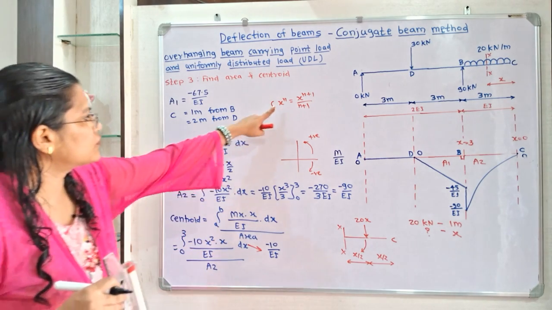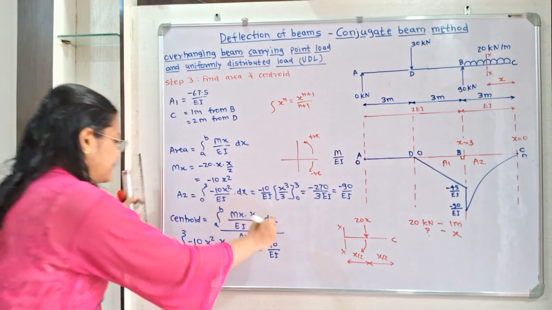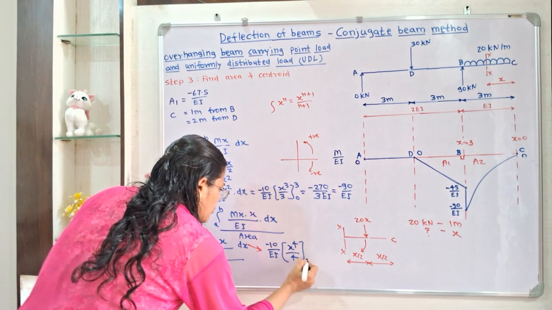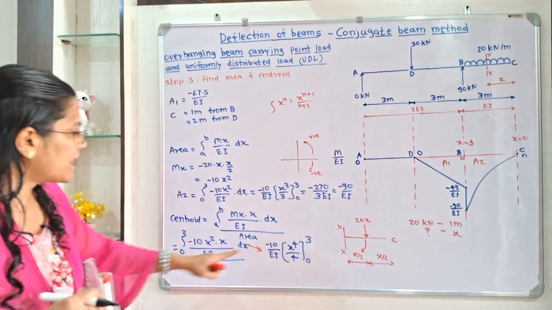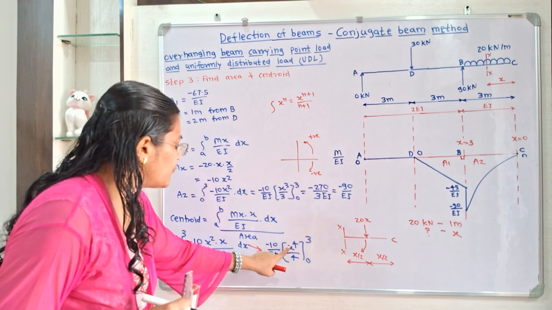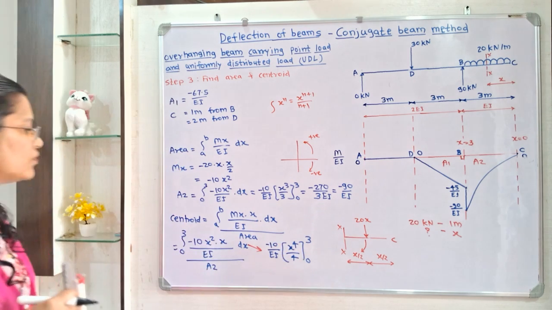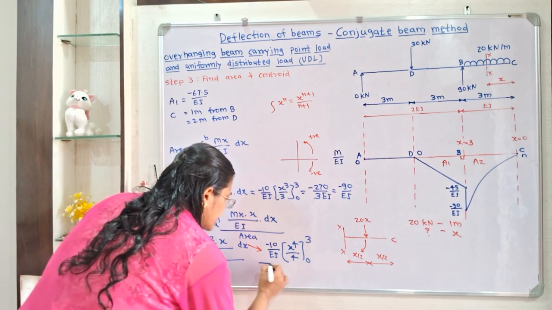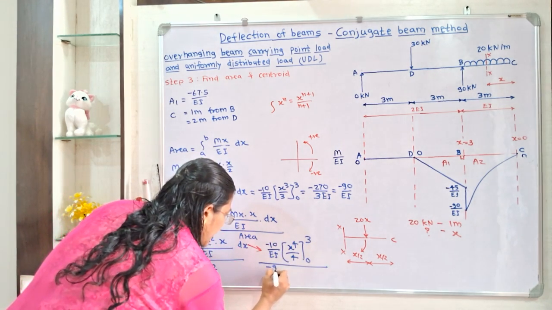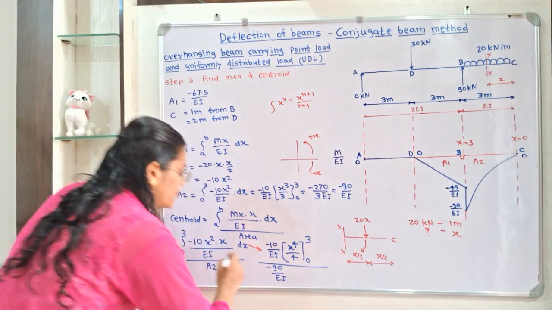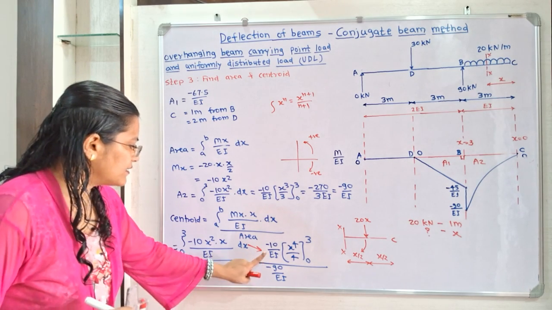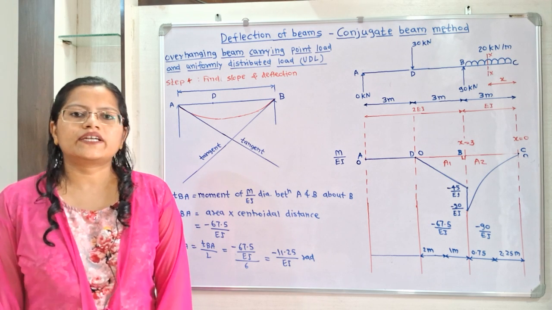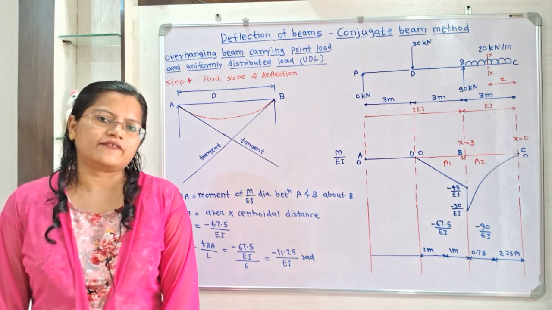So integration of x cube is x raised to 4 by 4, and we will give limits, that is 0 to 3. Now again we will solve this, that is 3 raised to 4 minus 0, so only 3 raised to 4, divided by EI, divided by this A2. So we will take the denominator A2, which is minus 90 by EI. Now if we observe, EI is getting cancelled and we have to solve this. We get the calculated value of C is equal to 2.25 meters.